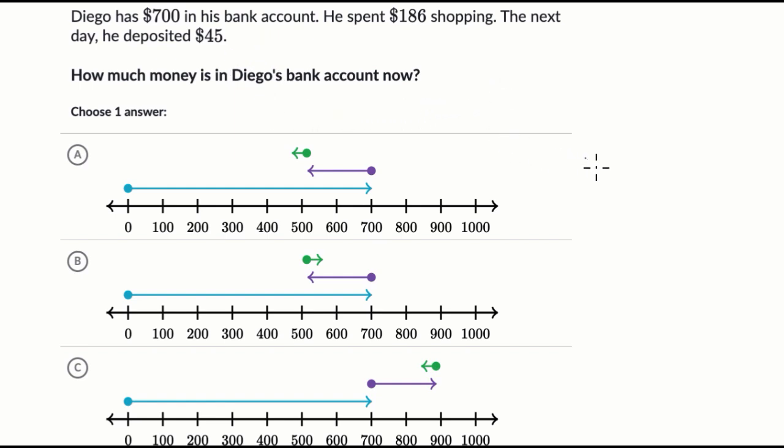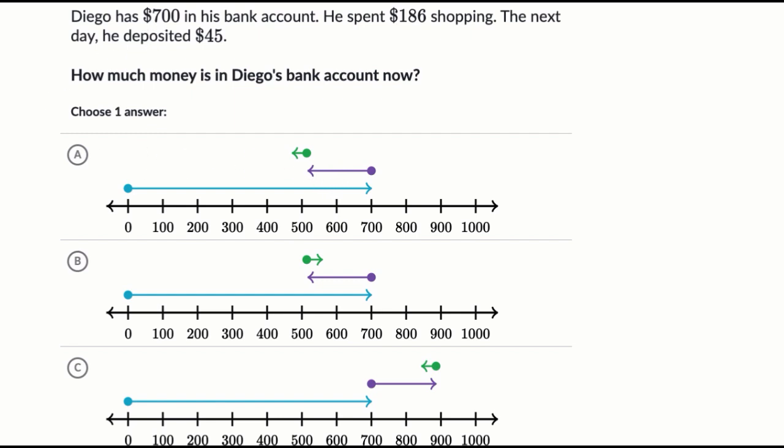So which of these number lines actually show that or would be helpful for figuring out how much is in his bank account now? So let's look at these choices. This first one, actually all of them start with 700. They go from 0 to 700. We see that in all of the choices. Now in this first one, we go from 0 to 700, and then it looks like we are then taking back 186, which actually makes sense.